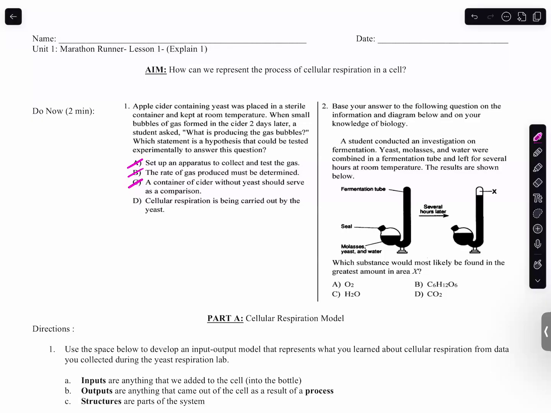But if we look at letter D, it says cellular respiration is being carried out by the yeast. We can actually test that, right? Which we actually already did test when we measured the height of the foam. So D would be the strongest answer choice here.